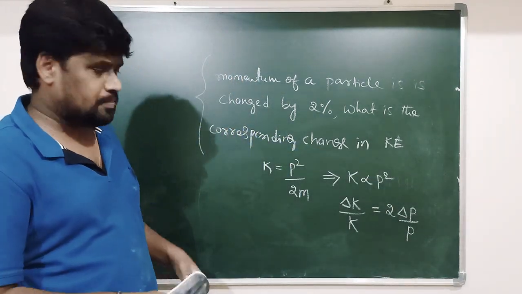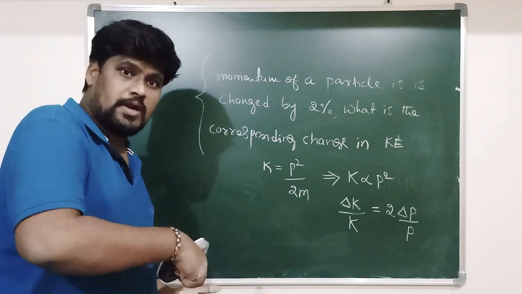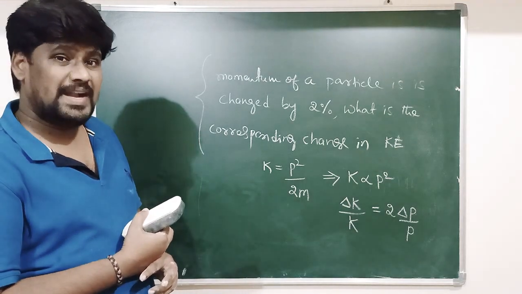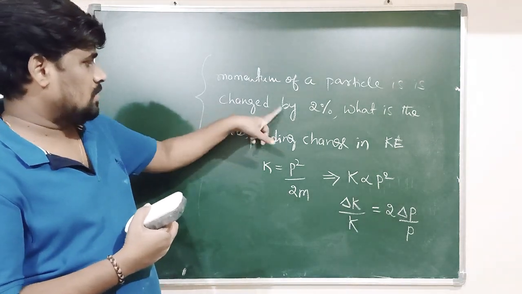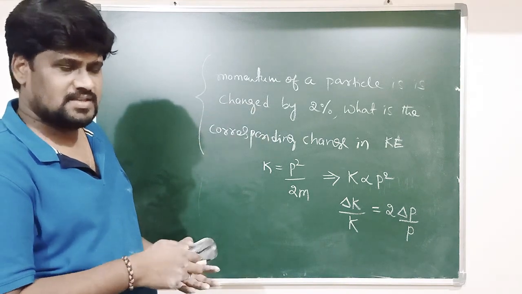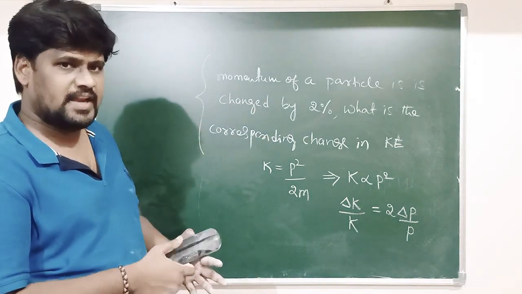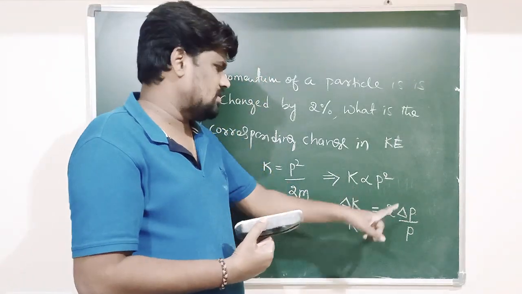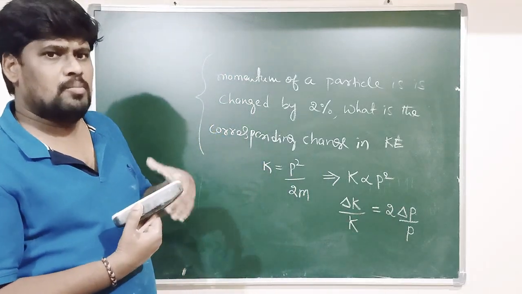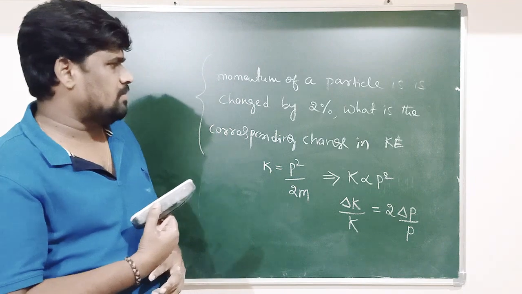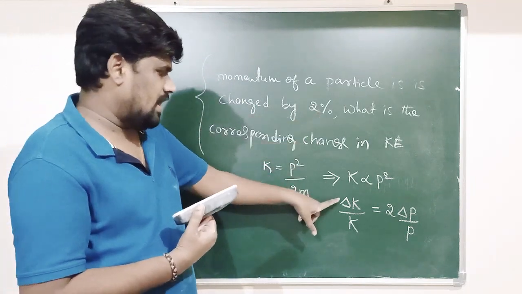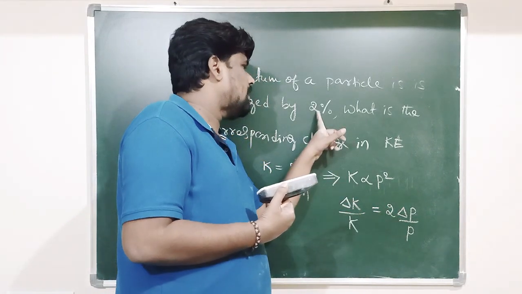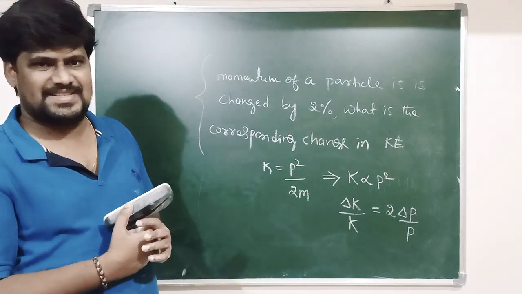Using this relation, I can calculate the percentage change in the kinetic energy by knowing the percentage change in the momentum. How much is the momentum changed? 2% is changed. Then what is the corresponding change in the kinetic energy? Delta P by P is the fractional change; if we take it as a percentage, it is called the percentage change in the momentum. Since the percentage change in the momentum is 2%, delta K by K is 2 times delta P by P, so 2 multiplied by 2%, total it will be 4%.